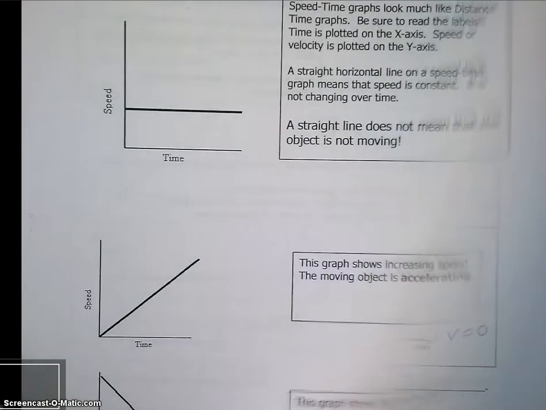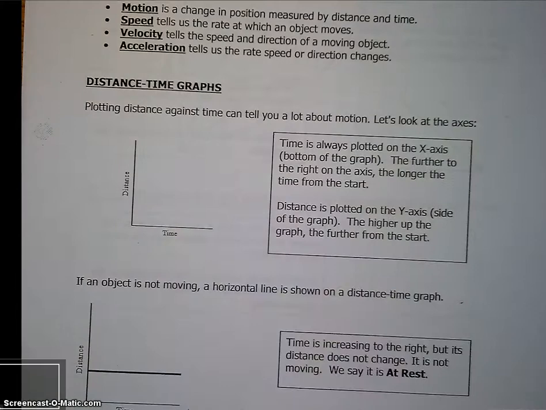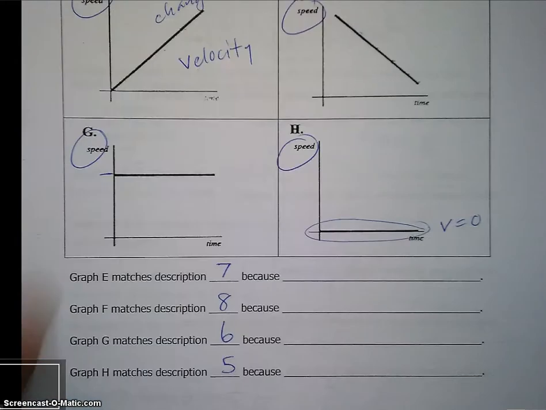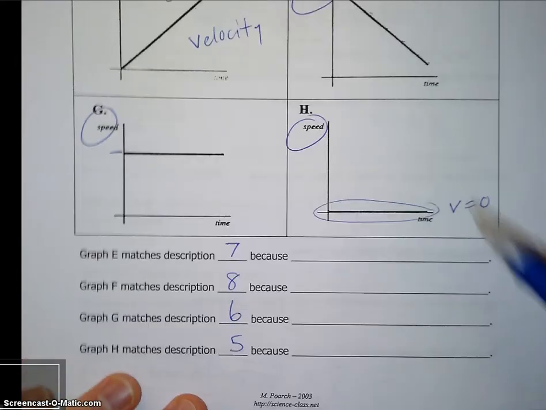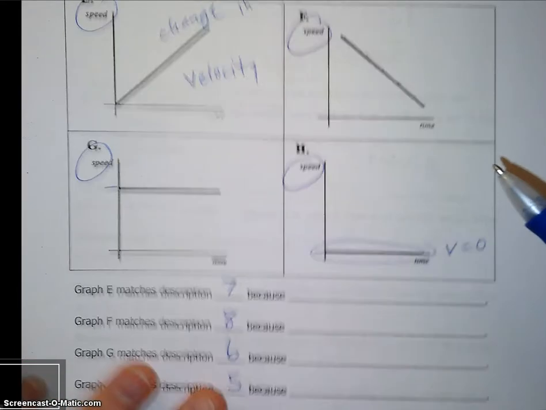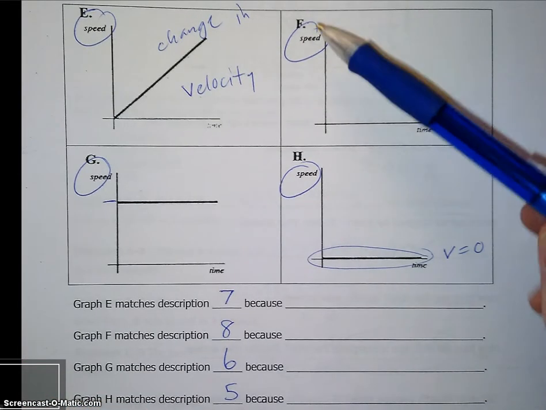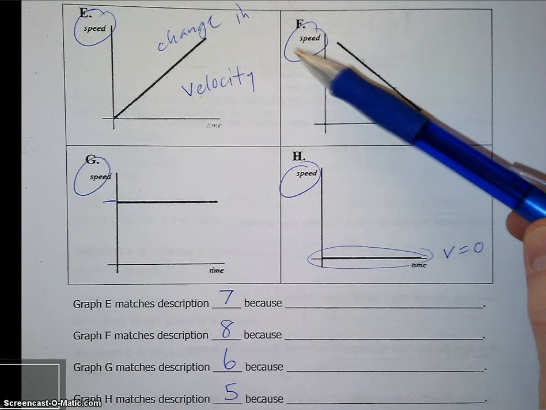Page 7. Actually, the next one I think is not until page 9. Page 9. Now we're talking about a different kind of graph. Be careful. Different kind of graph. This is a speed graph. This is going to be different.